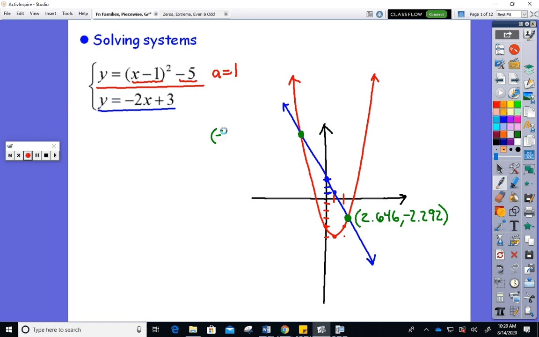So negative 2.646, comma, 8.292. The decimal portions of each answer are consistent because what you're working with is a plus or minus the square root of situation if we were to have solved it by hand. So I'm getting the same decimal approximation.